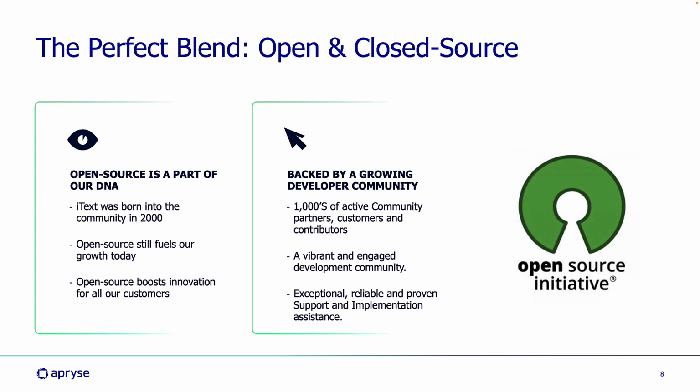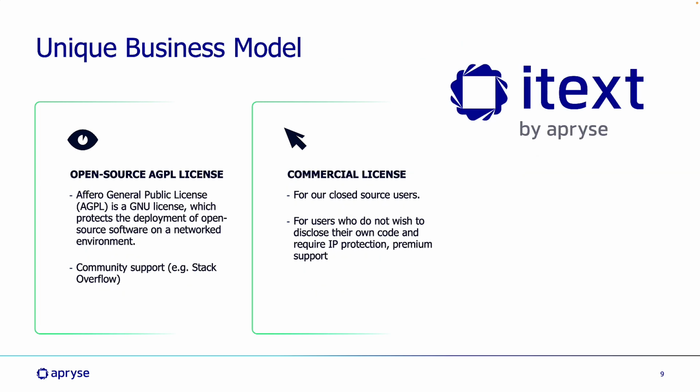So open source is really part of our DNA. We launched iText in the year 2000. It still fuels our growth today. Thousands of active community partners, customers, and contributors. It's a very vibrant and engaged development community. So our open source licenses are governed by AGPL. Community support is through Stack Overflow. And of course, then we also have commercial licenses for our closed source users, basically for users who can't or are unwilling to disclose their own code and IP.